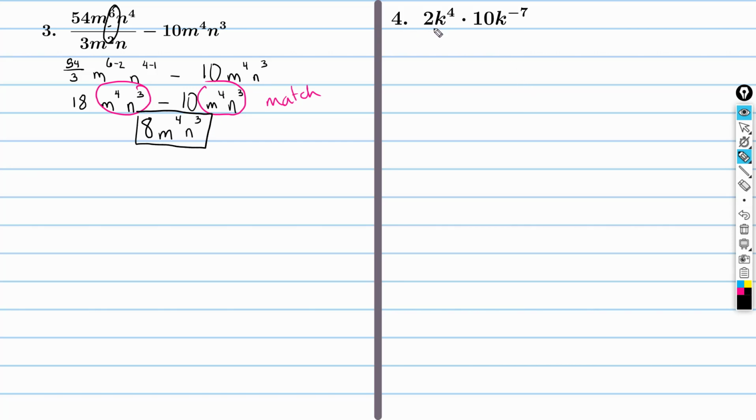Let's take number 4. All we have is two things being multiplied, so let's go ahead and rearrange it. So we have 2 times 10 times k to the 4th times k to the negative 7. I'm going to take these and add the exponents. And so that gives me k to the negative 3rd. And I have the 20 that's being multiplied in front of it. So this k to the negative 3 has to go to the denominator. So we end up with 20 divided by k cubed. And that's your answer.